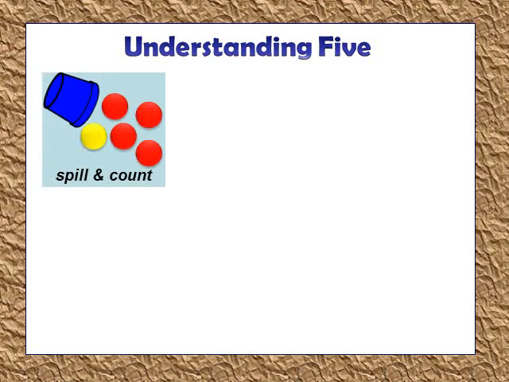So the first thing you're going to want to do is to understand 5. Think of all the ways you could break apart 5 or all the ways that you can compose and decompose 5. You can do this by a spill and count activity, by repeatedly spilling a cup and seeing all of 5 objects and seeing all the different ways it makes 5. 1 and 4, 2 and 3, 5 and 0.